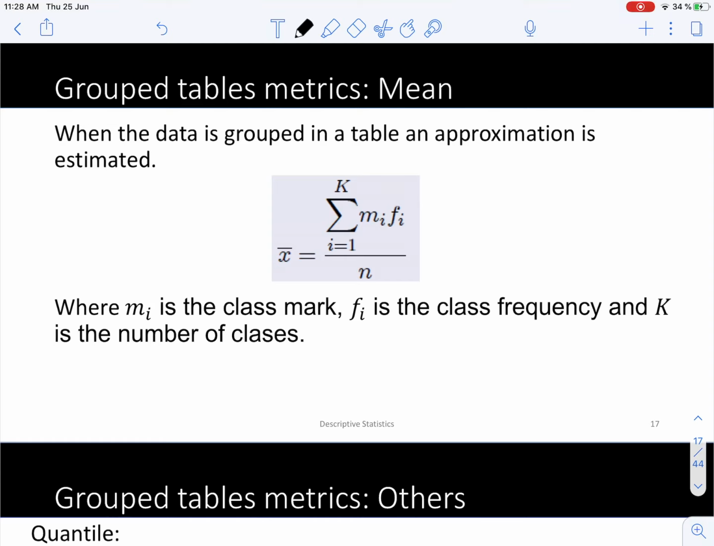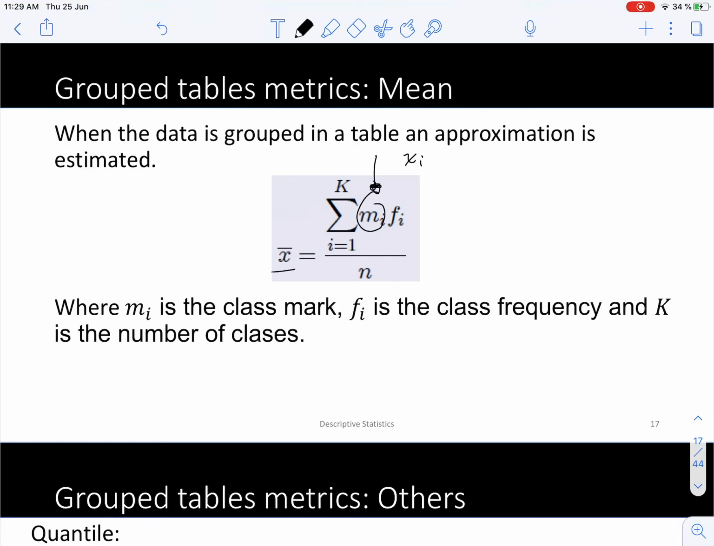The most important element right now to make those approximations is the class mark, mi. What is the class mark? It's just the midpoint of every single class. So m1 will be the class mark of the first class. Therefore, this is an approximation because we're not using the exact values. We don't know xi, the individual observations, so our approximation is performed by using the midpoint of each class.